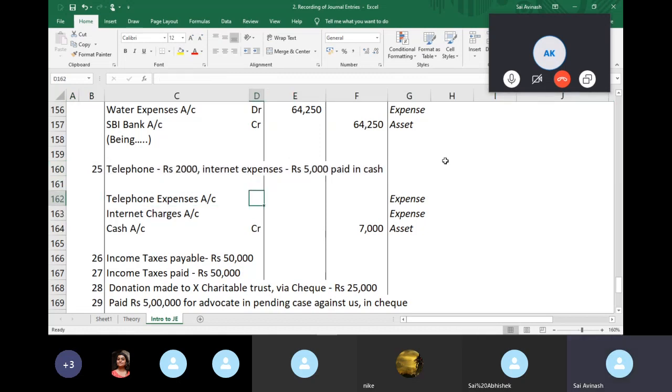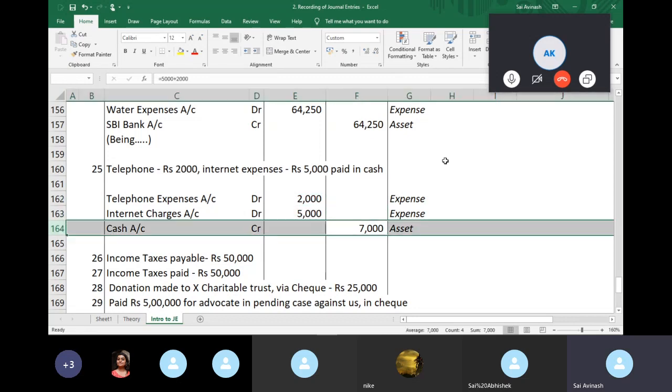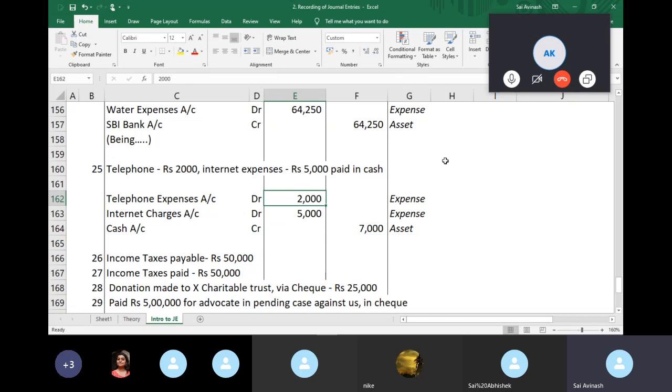And these two are expenses. My expenses increase, so I debit them. And the corresponding debit values are 2,000, right? And 5,000. So now if you see this, the debit and the credit match. This is what I meant when I said a journal entry should balance at the end of the day.